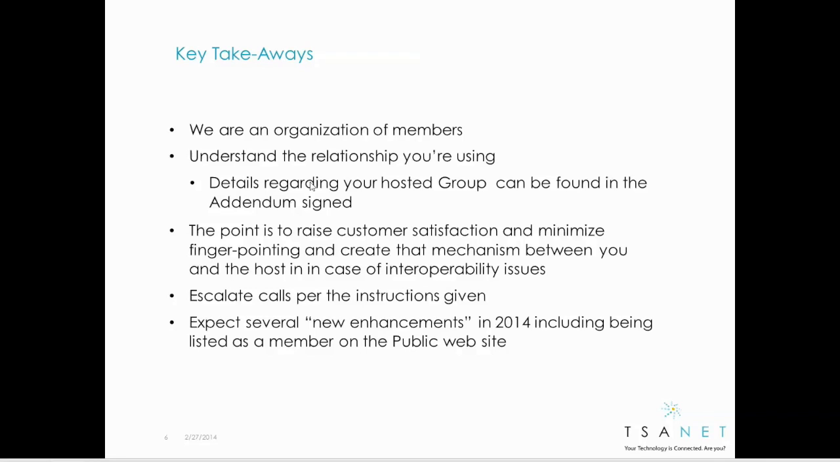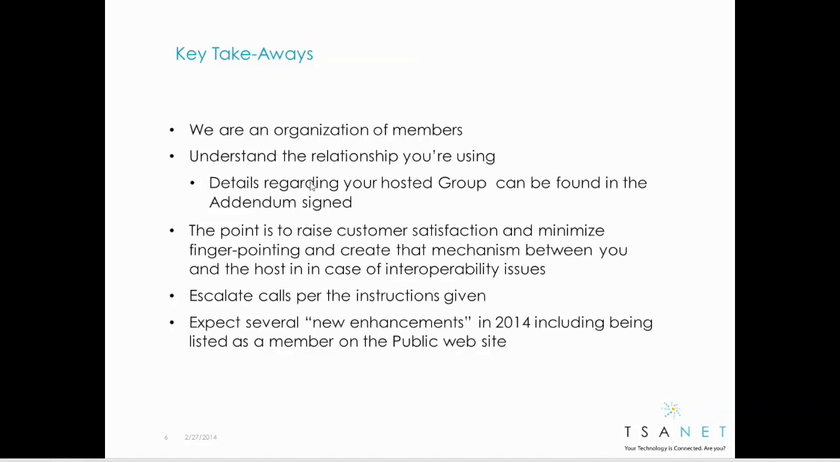To understand about the organization, I think it's important that everybody understand we are an organization of members, right? And those members are extremely important to us to let us know what your needs are within the industry, especially in the multi-vendor support area. We need to hear from you, and we need to know what it is that we as an organization can do to help you meet your needs as far as multi-vendor is concerned. Understand the relationship that you're using.